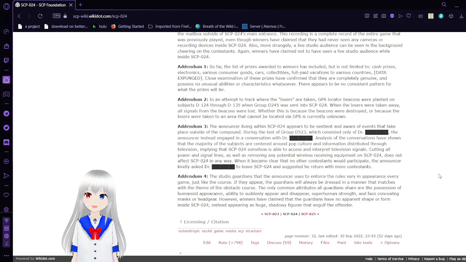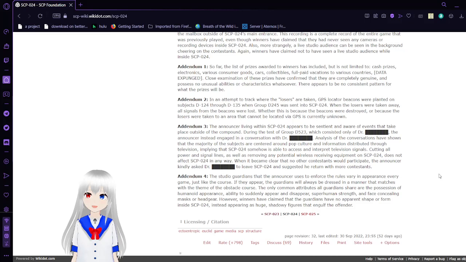cash prizes, electronics, various consumer goods, cars, collectibles, full-paid vacations to various countries, data expunged. Close examination of these prizes has confirmed that they are completely genuine and possess no unusual abilities or characteristics whatsoever. There appears to be no consistent pattern for what the prizes will be.